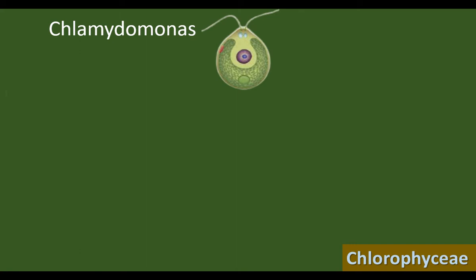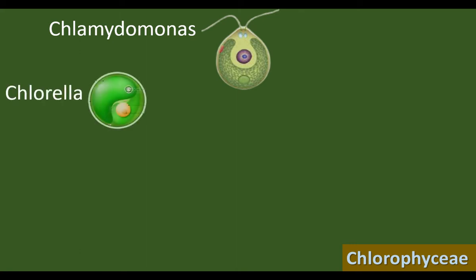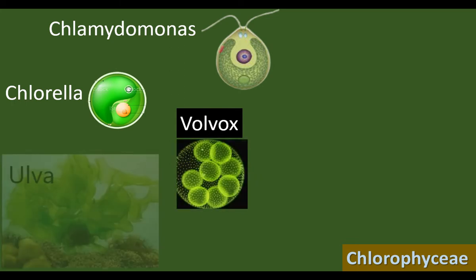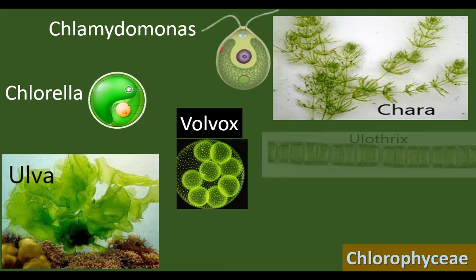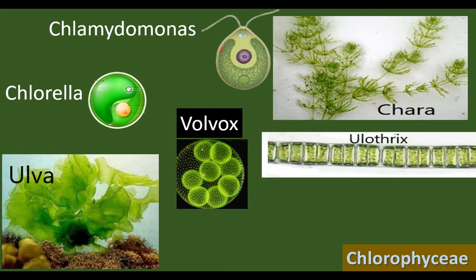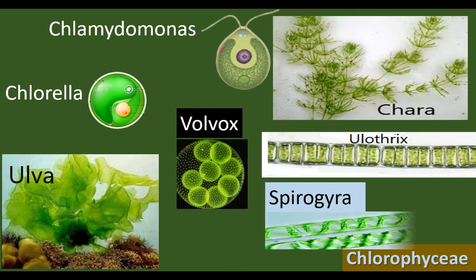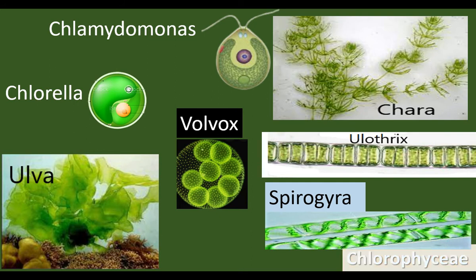Chlamydomonas, Chlorella, Volvox, Ulva, Chara, Ulothrix, and Spirogyra are the common examples of the class Chlorophyceae.